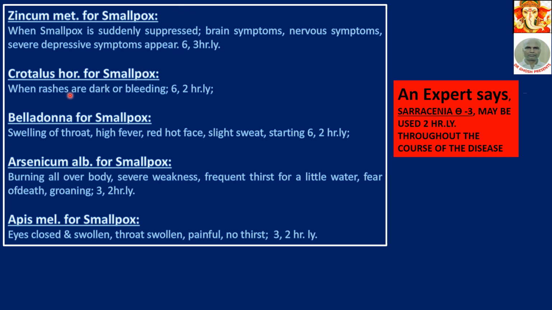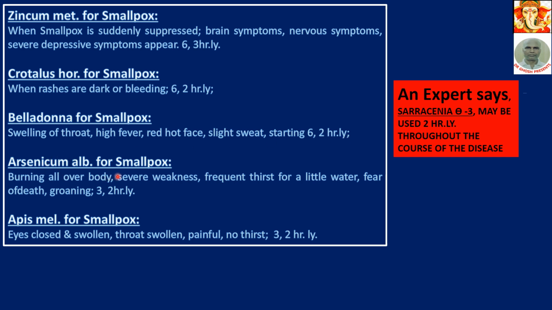Crotalus for smallpox. When rashes are dark or bleeding, give Crotalus 6, 2 hourly. Belladonna for smallpox. Swelling of throat, high fever, red hot face, slight sweat, occasional starting. Give belladonna 6, 2 hourly.